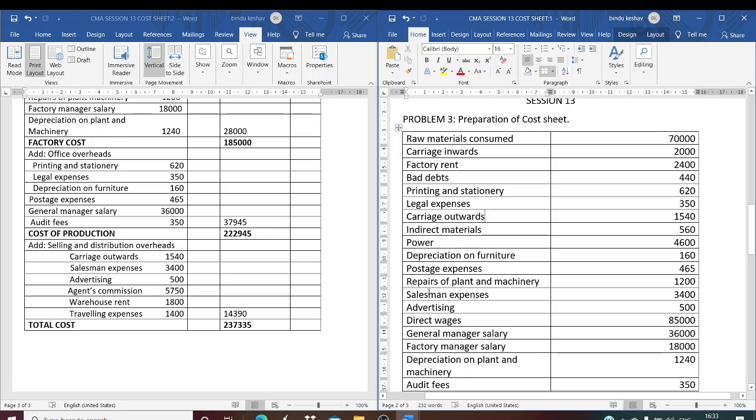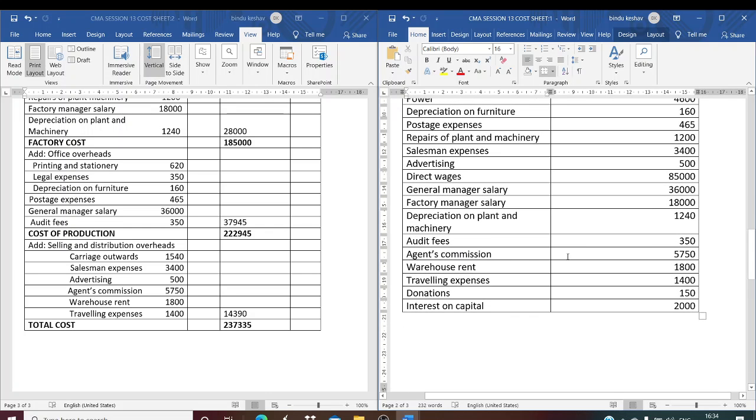Then comes the salesman expenses. Advertising is another item. Then comes the next one, agents commission, 5,750, warehouse rent 1,800, and traveling expenses 1,400. These items are written here, and the total of that is 14,390. So when you add these to the cost of production, we get the total cost. So the total cost is arrived at by adding the selling and distribution overheads to the cost of production.